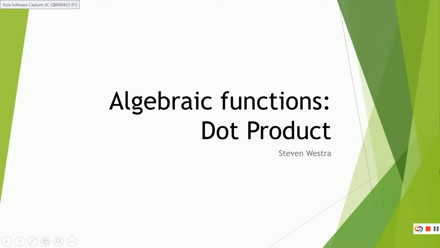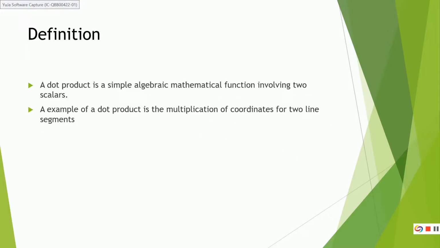So, as you said, I'm presenting a refresher on very basic invariance in algebraic functions, in particular the dot product and its use in matrix multiplication. A dot product is a simple algebraic mathematical function involving 2 vectors, that is, 2 objects defined by coordinates that have both a direction and a magnitude when on a Cartesian plane. An example of a dot product would be the multiplication of the coordinates for 2 line segments, as one of the most common uses.